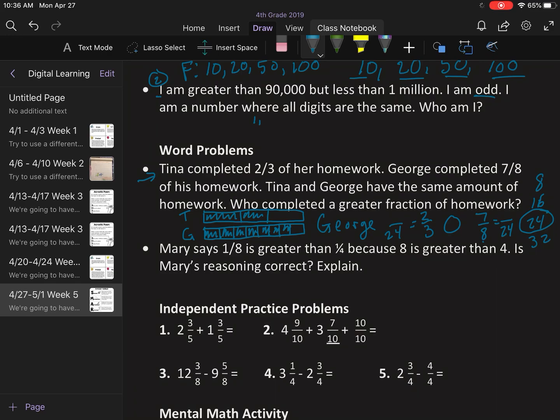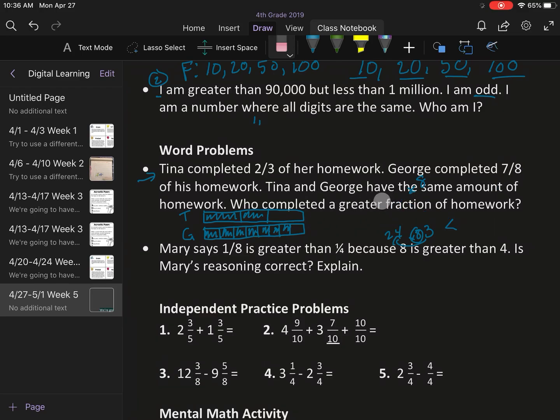And then how did I get from 8 to 24? That was times 3. This was times 8. So whatever I do to the denominator, I have to do to the numerator. So 7 times 3 is 21. 2 times 8, since that's what I multiply down here by, is 16. And 21 we know is bigger than 16, so that's still the same, George. So George was our more astute student.